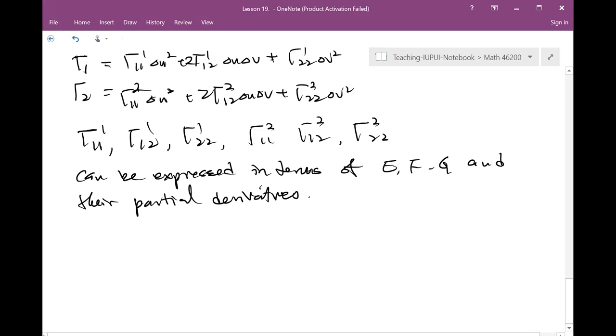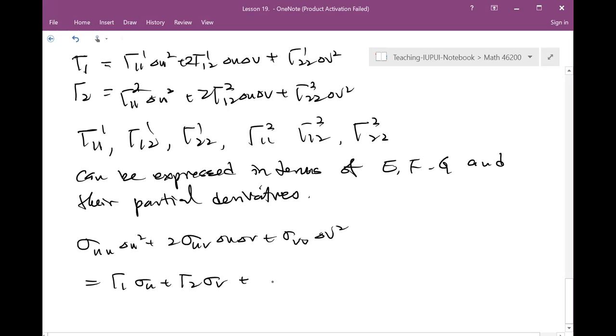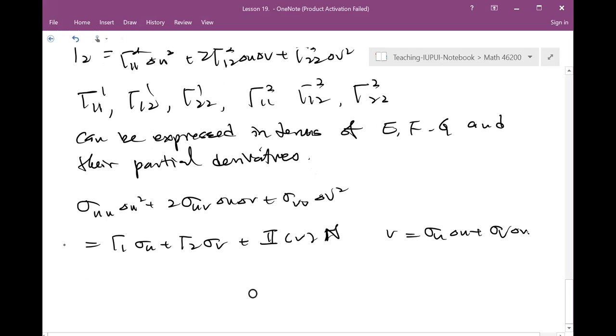All right. So let me repeat again. Sigma UU delta U squared, sigma UV delta U delta V, sigma VV delta V squared is going to be gamma 1 sigma U plus gamma 2 sigma V plus the second fundamental form evaluated in the direction of V, times n. Okay, so this is our identity.